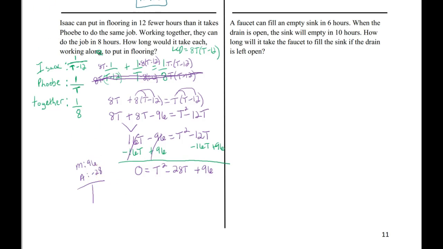So factors of 96. Well, we already know 12 and 8 go in, but that's not going to get me to 28. So what about 24? 96 divided by 24 is 4.